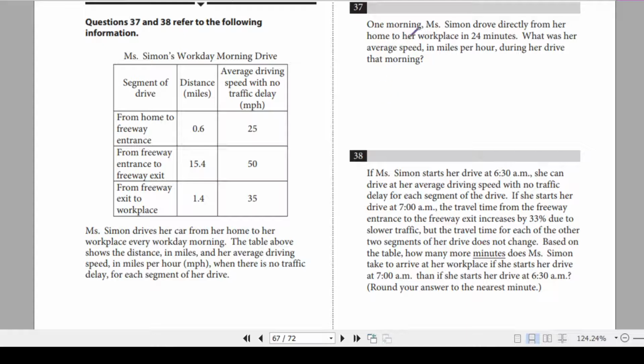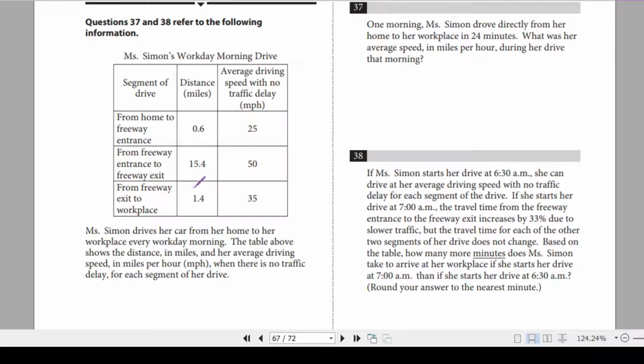So the question is, one morning Miss Simon drove directly from her home to her workplace in 24 minutes. The whole distance, this plus this plus this, is traveled in 24 minutes, or 24 over 60 hours. What was her average speed in miles per hour during her drive? We need to find the total distance divided by total time. So the total distance is 0.6 plus 15.4 plus 1.4.